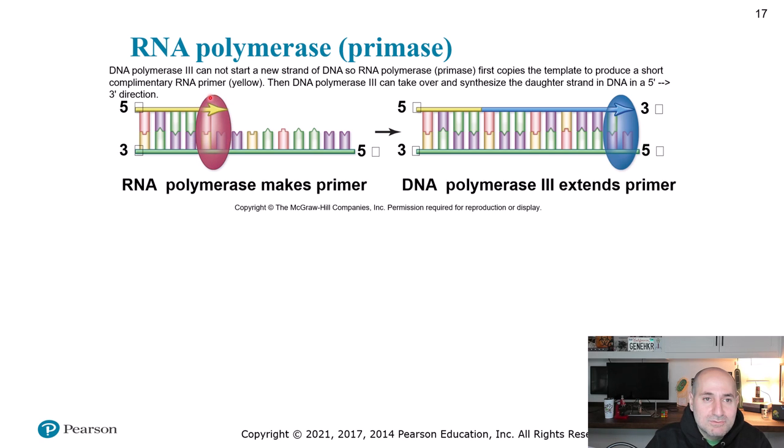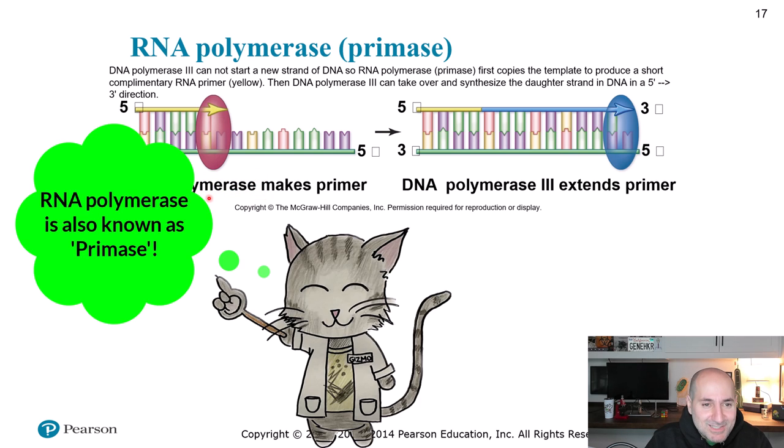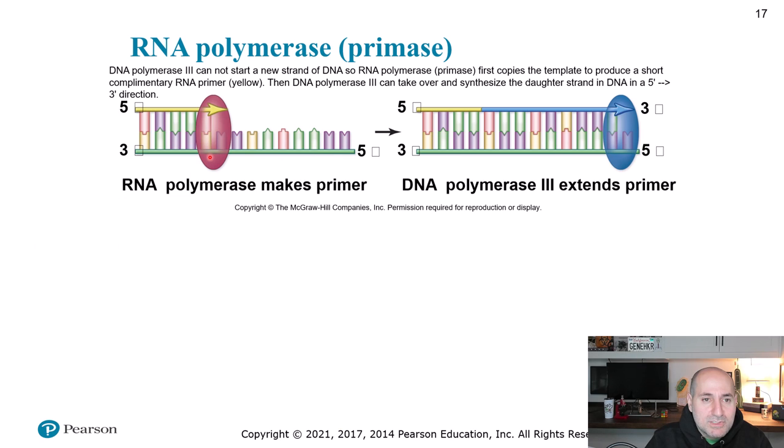You see this red enzyme? This is not your DNA polymerase 3 friend, because your DNA polymerase 3 friend can't start a new strand of DNA. Instead, this red enzyme represents RNA polymerase. And what in the world is RNA polymerase doing? We want to copy the template strand. RNA polymerase is more than capable and happy to start a new, complementary strand. So it's copying the DNA template into an RNA complement.